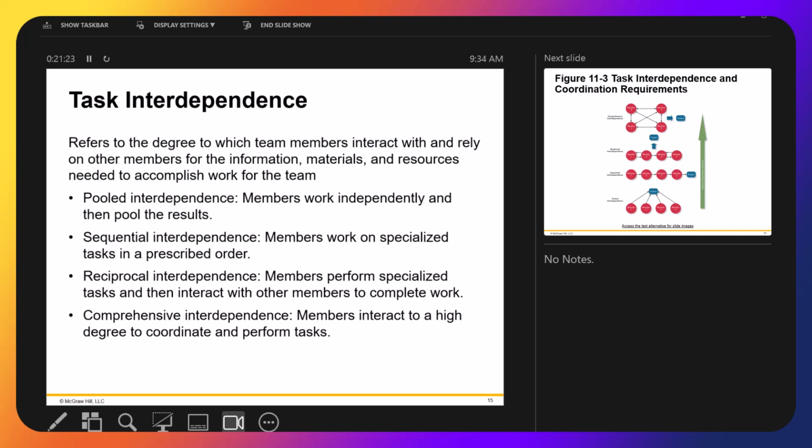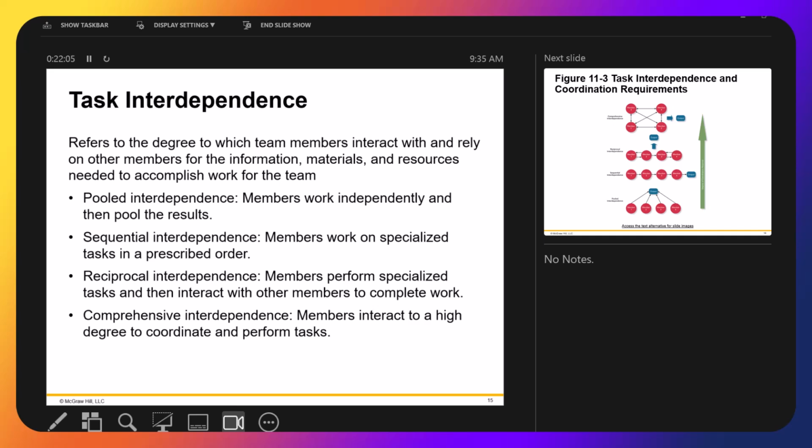Task interdependence refers to the degree to which team members interact with and rely on other team members for information, materials, resources needed to accomplish work for the team. Pooled interdependence: members work independently and then pool the results. Sequential interdependence: members work on specialized tasks in a prescribed order. Reciprocal interdependence: members perform specialized tasks and then interact with other members to complete. Comprehensive interdependence: members interact to a high degree to coordinate and perform tasks.